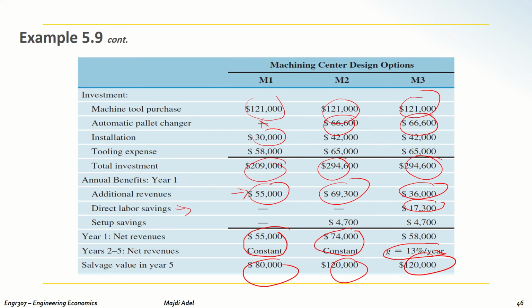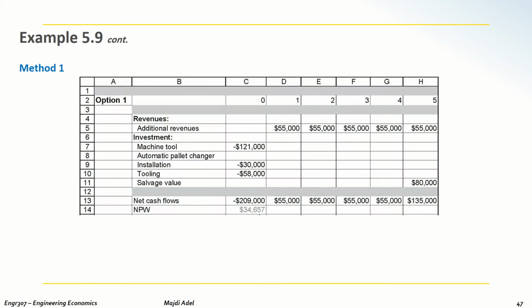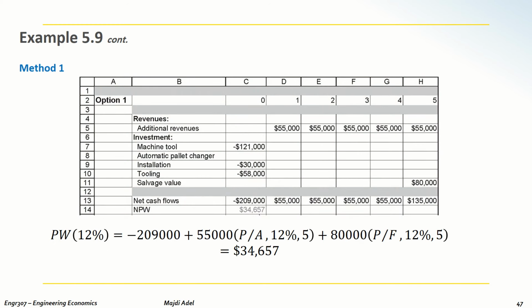three options. Now we need to calculate the present value for each option. The present value for the first option, I have the investment minus $209,000, okay, and I have a uniform cash flow $55,000. Calculate P given A, 12% and 5 years, and I have the salvage value, the $80,000. Calculate P given F. Okay, so the present value for this investment is $34,000.